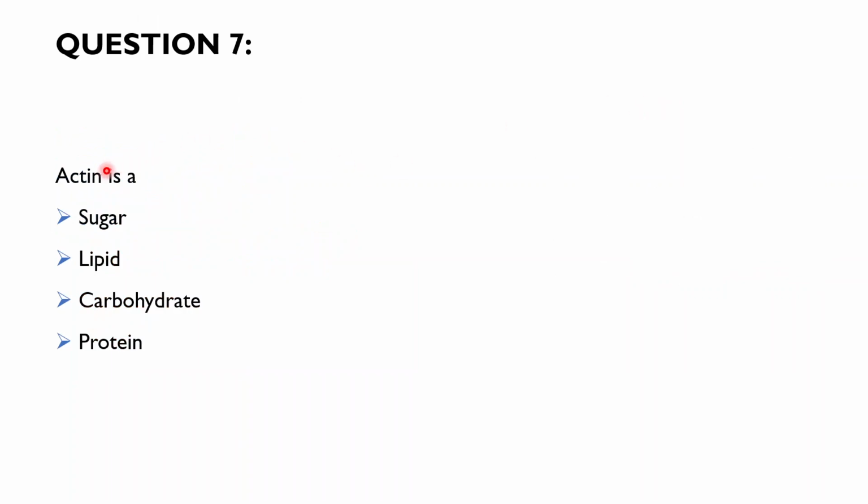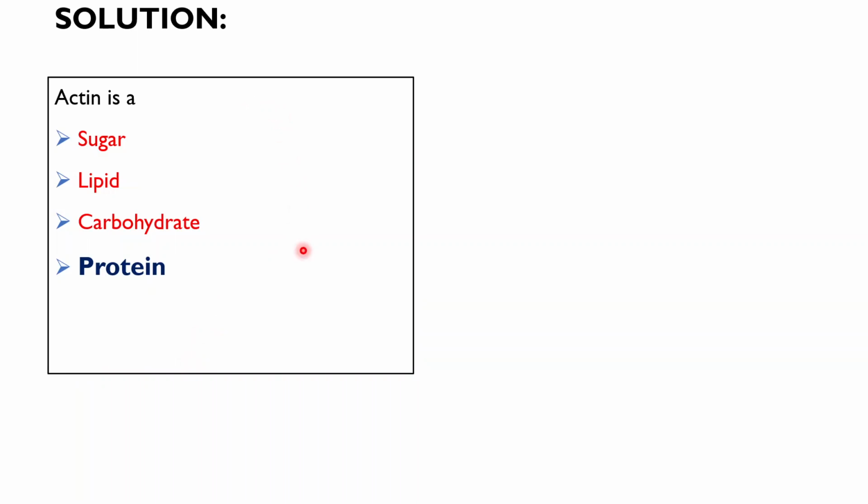Question number 7. Actin is a sugar, lipid, carbohydrate or protein? So you can type in the chat box the right answer. What is it? And we'll then see what actin is and we'll discuss it. Okay, so you are saying that actin is a protein. Now let's see what the right answer is. Yes, so actin is a protein. Now we'll move on to the next question and then we'll discuss the importance of actin.